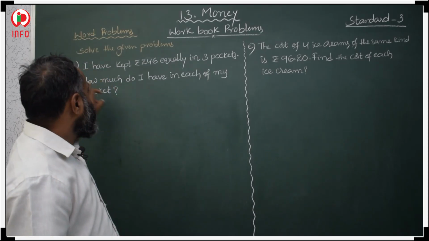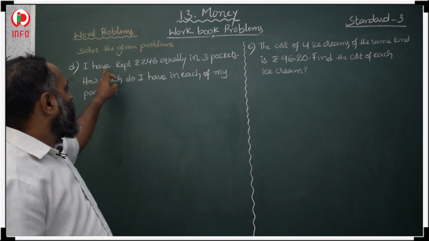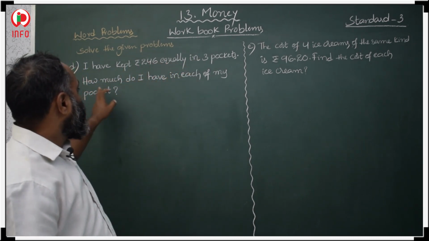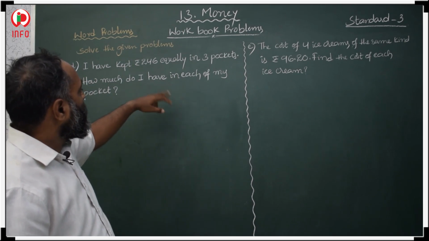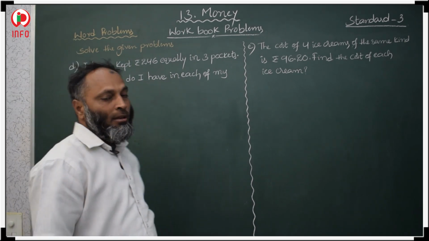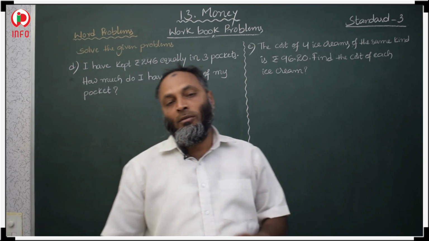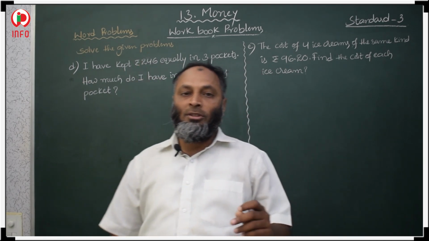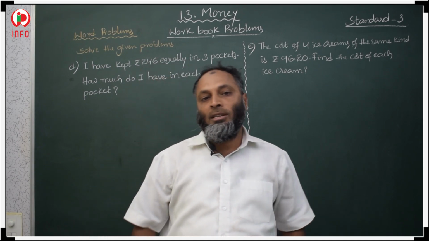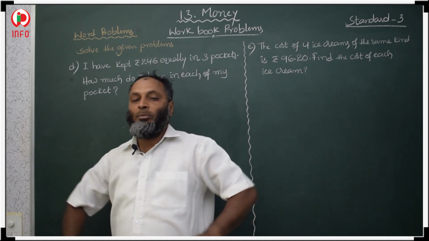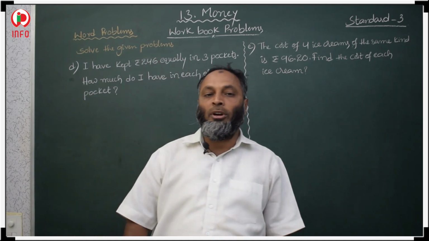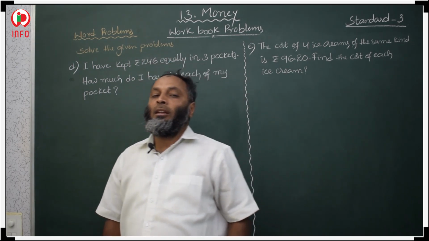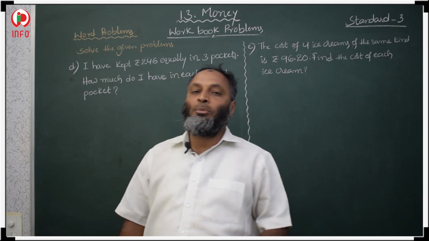In the next question, the fourth question, I have kept 246 equally in 3 pockets. How much do I have in each of my pockets? So the total amount is 246 rupees. I kept it equally in 3 pockets. If I kept it equally in 3 pockets, then how much amount is there in each pocket?